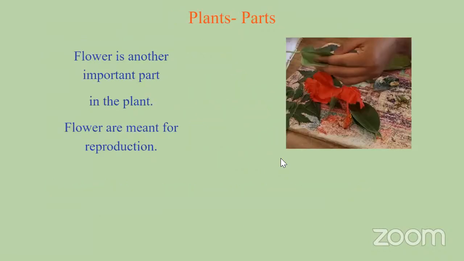Plant parts. Flower is another important part in the plant. Flowers are meant for reproduction. In higher classes, you will learn clearly about the flowers. They are meant for sexual reproduction. Particularly in the flower, androecium is the male part and gynoecium is the female part. They produce gametes and are meant for sexual reproduction. Okay.